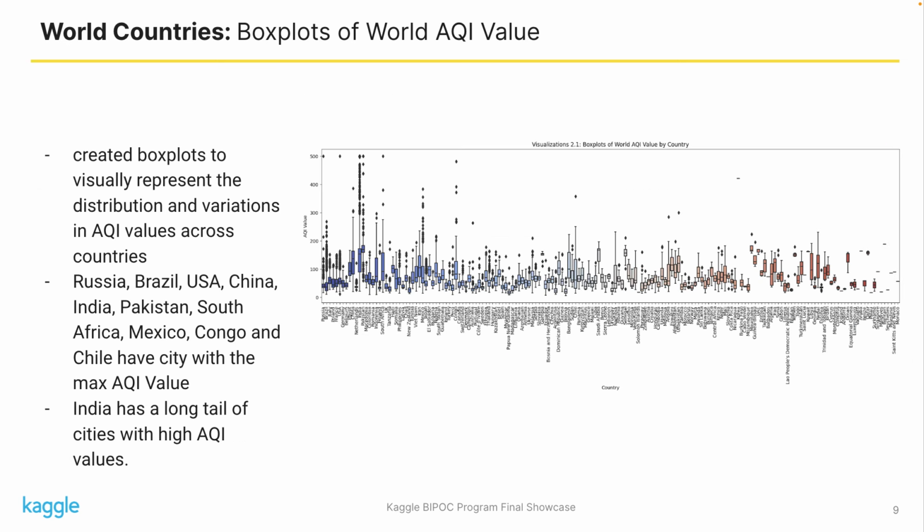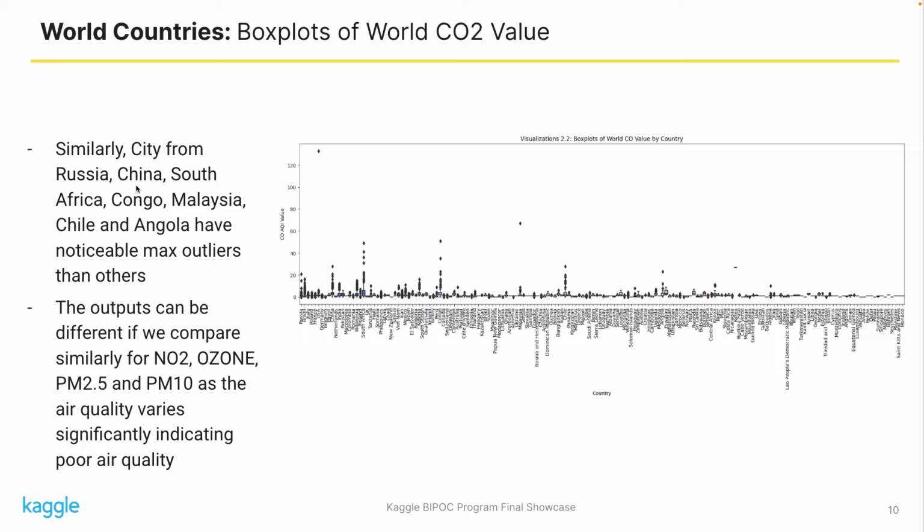The box plots here represent the distributions and fluctuations of AQI values among those countries, and the mentioned countries like Russia, Brazil, USA, China, and other countries' cities have the highest AQI values. In case of India, there is a noticeable extended section of cities with high AQI value as well. Similarly, these countries have noticeable maximum outliers compared to others. The output may also differ when examining other components like NO2, ozone, PM 2.5, and PM 10.